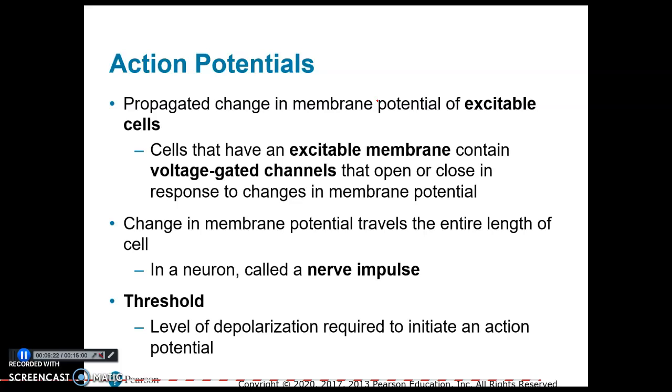Action potentials occur in the axon of neurons. And an action potential in a neuron is called a nerve impulse. And the only way for an action potential to occur is for the neuron first to depolarize. The axon has to depolarize. In other words, sodium has to come in. And sodium has to come in enough to cause that potential to reach threshold. Threshold for a neuron is somewhere around -55.